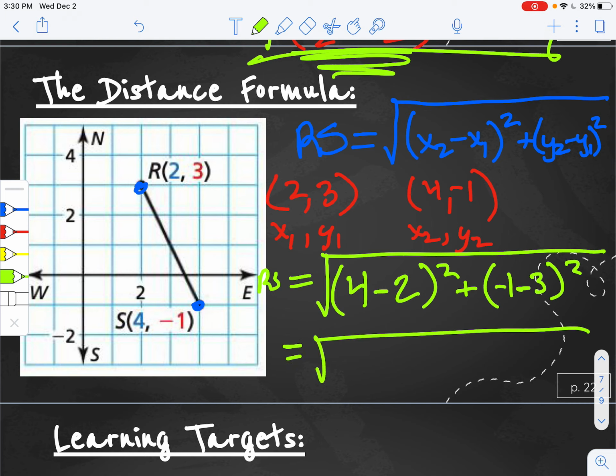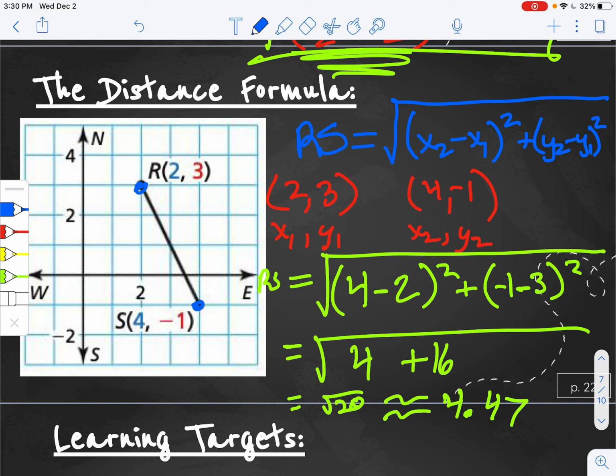Now we just can simplify. So 4 minus 2 is 2, squared would give us 4. Negative 1 minus 3 is negative 4. Negative 4 squared is 16. So we have the square root of 20, which is about 4.47. These squiggly lines mean kind of an estimate, or close to. I think your book rounds that up to 4.5.